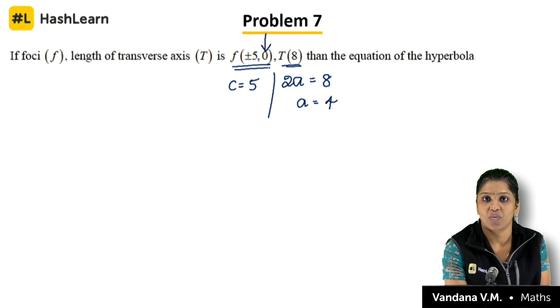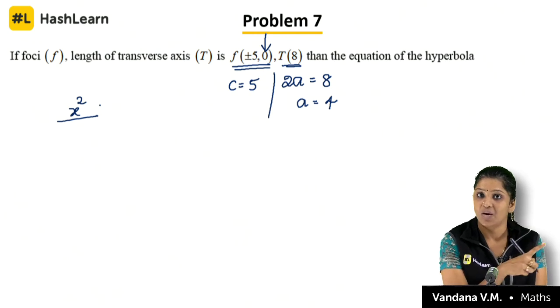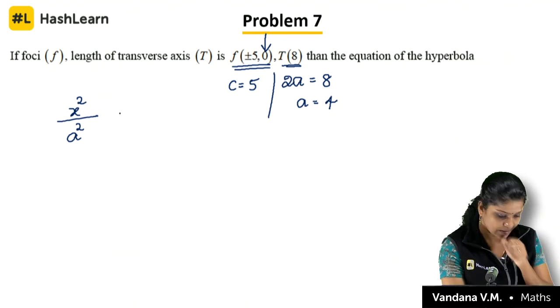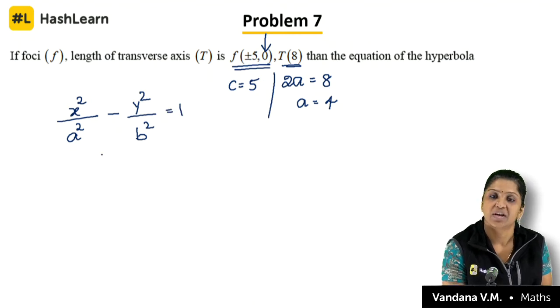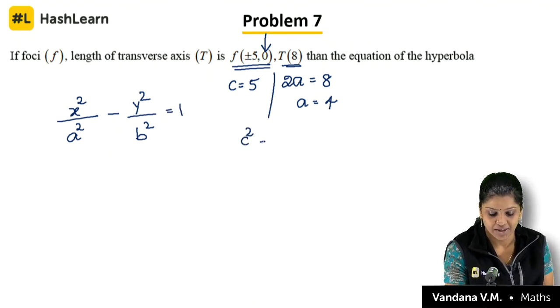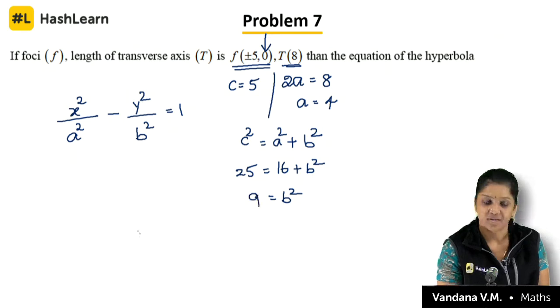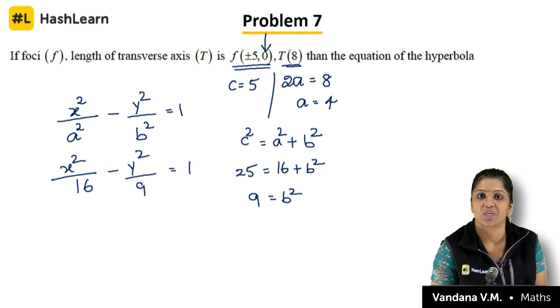Now I would like to find out the hyperbola. Clearly I can make out y coordinate is 0. So the foci is along the x-axis, and the standard equation is x square by a square minus y square by b square is equal to 1. Find out the b square value. C square is equal to a square plus b square. 25 is equal to 16 plus b square. B square is 9. Now write x square by 16 minus y square by 9 is equal to 1. Clear?